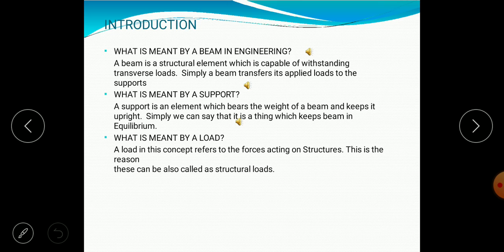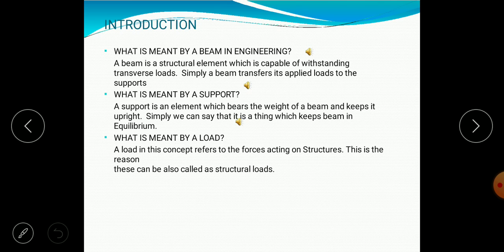So what is meant by a beam in engineering? A beam is a structural element which is capable of withstanding transverse loads. Simply, a beam transfers its applied loads to the supports. A beam is a horizontal structural element which will bear the transverse loads. Transverse loads means perpendicular loads acting on it. Such a member is known as a beam. It is a structural constructing member.